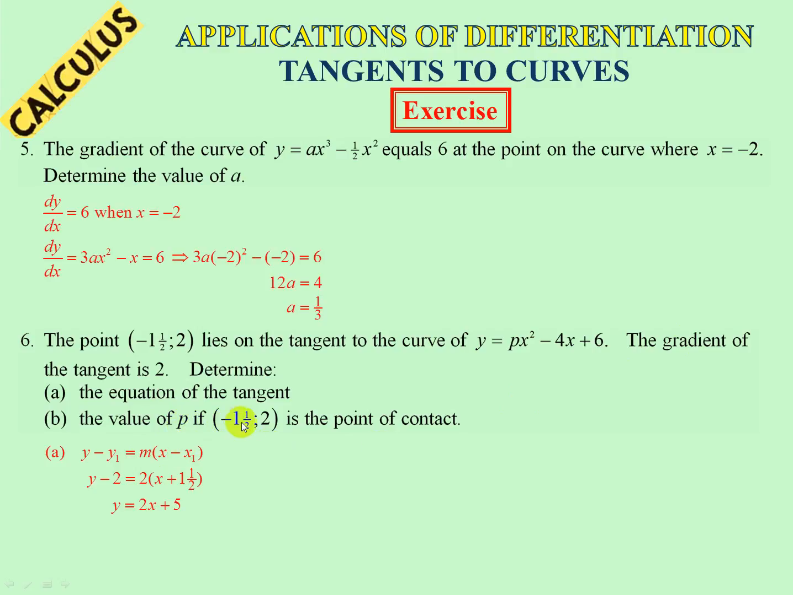Find the value of p if negative 1, 2 is the point of contact. So, at the point of contact, the gradient of this line is equal to the gradient of that line. So, there we are, derivative equals derivative. Or just the gradient is 2, it's a linear function. Solving for p, we get p equal to negative 2.